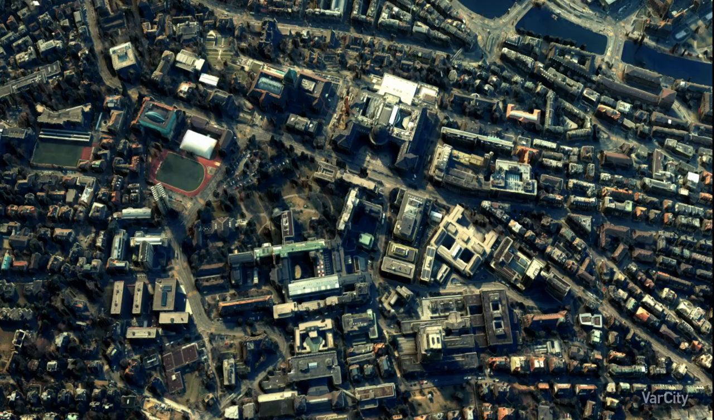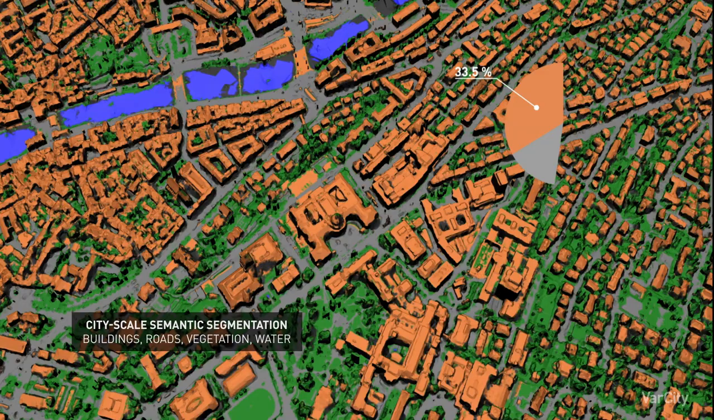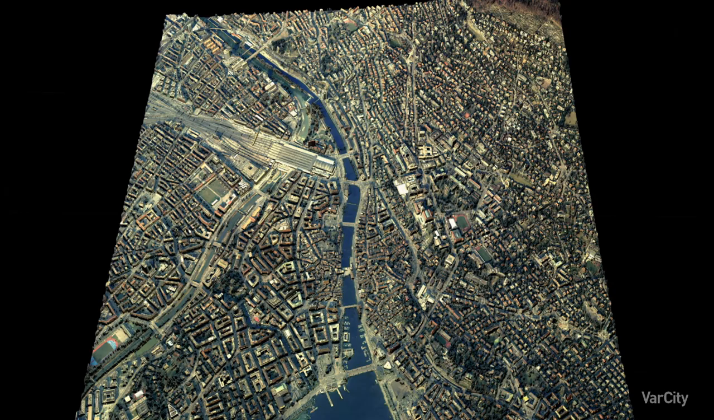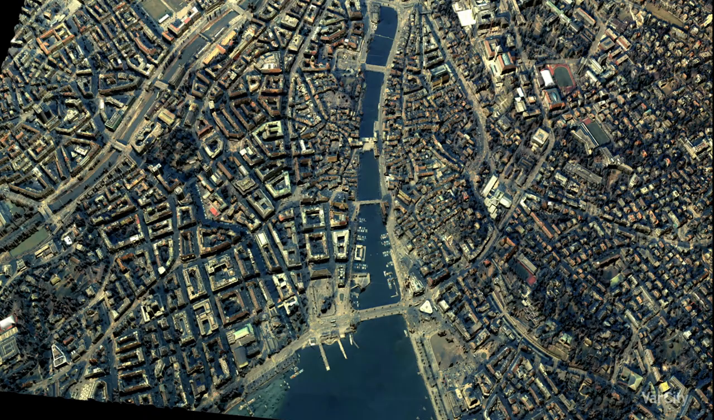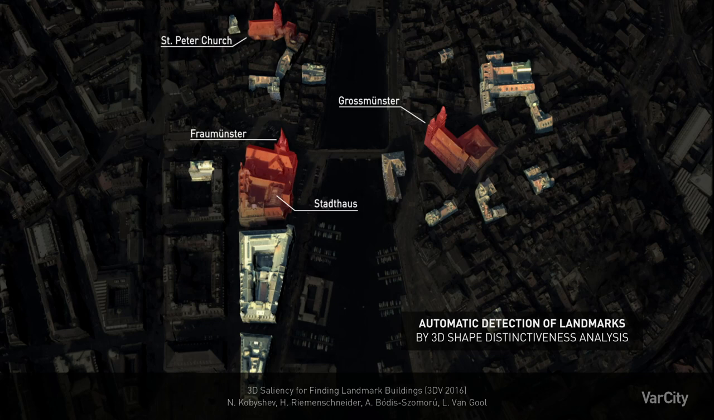Additionally, we apply state-of-the-art machine learning techniques to partition the surface into meaningful regions like buildings, roads, vegetation, and water. This allows to understand the city composition, count buildings, or build a roadmap instantly. By analyzing the shapes of the buildings, we can estimate their architectural uniqueness and identify the most interesting buildings based on this criterion. This can be used, for example, for automatically creating an optimal tourist path for architecture enthusiasts.